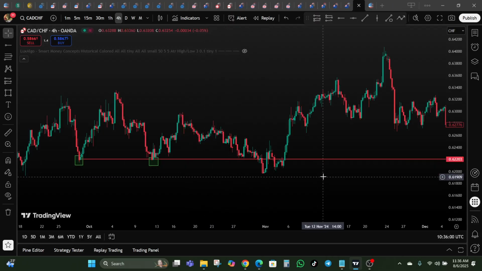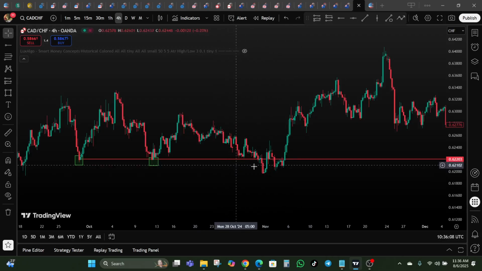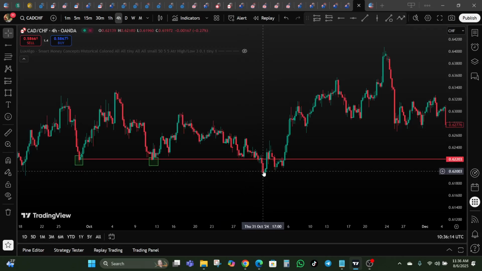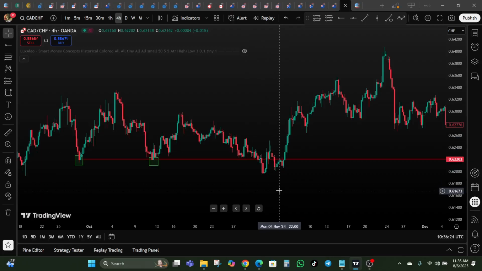So the institutions know this, and when a retail trader enters a buy trade or a sell trade, if he assumes that this is a breakout and enters a sell trade, or maybe uses a sell stop pending order and it gets triggered, before you know it the price reverses and you end up in a loss. Or maybe you enter the buy trade and set your stop loss around here and you get stopped out, and then the price reverses.